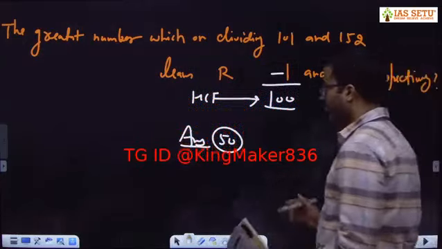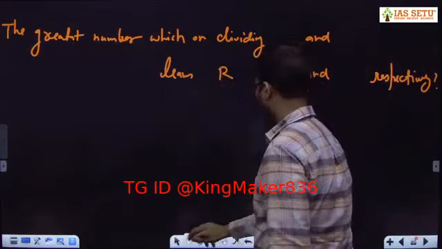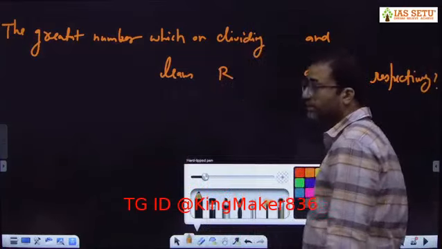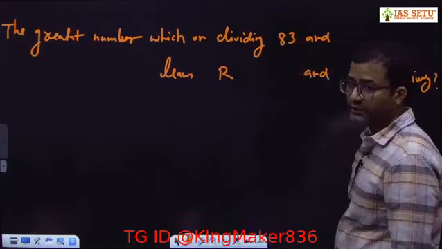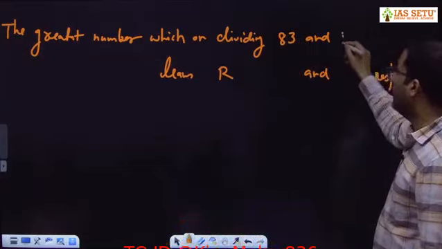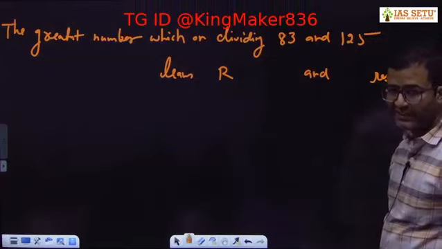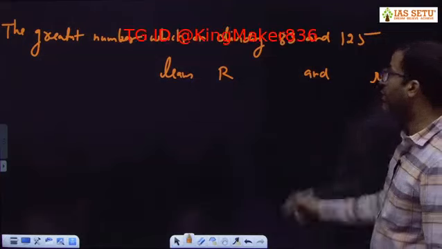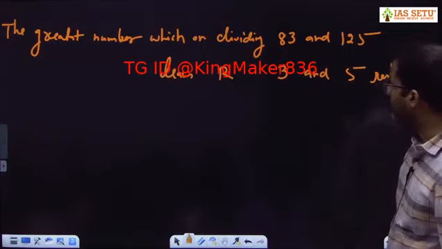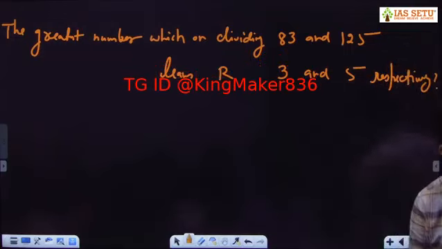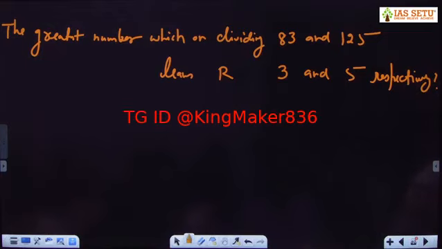Now you try. My question is the greatest number which on dividing 83 and 125 leaves remainder 3 and 5 respectively. Keep the answer with yourself. मतलब 83 gives you 3 as a remainder, 125 gives you 5 as a remainder.